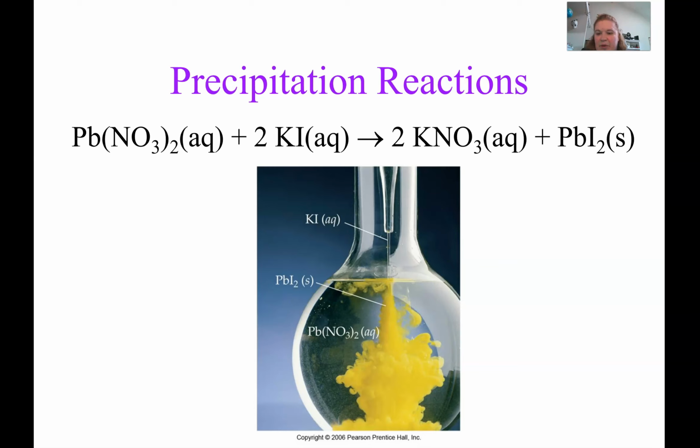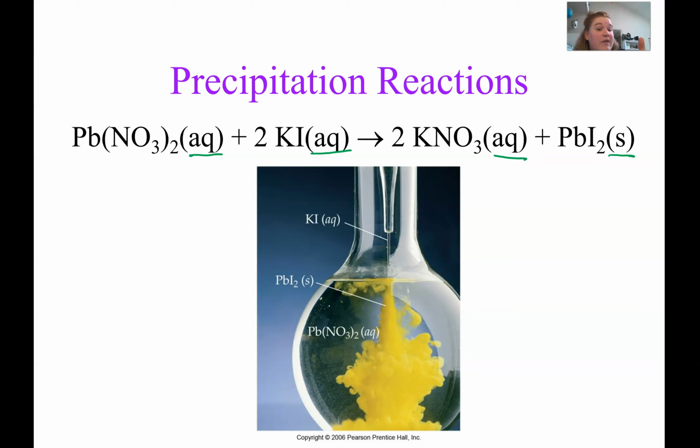So here's an example. We have lead nitrate reacting with potassium iodide. Notice we're starting with two aqueous compounds. When they react, they're going to form potassium nitrate and lead iodide, so an aqueous and a solid. One thing I do want to point out, notice that the solid is written second, and when I did my example it was written first.